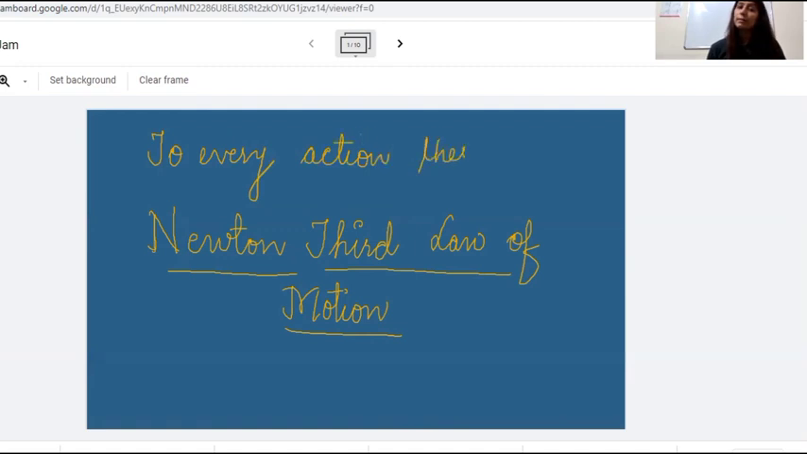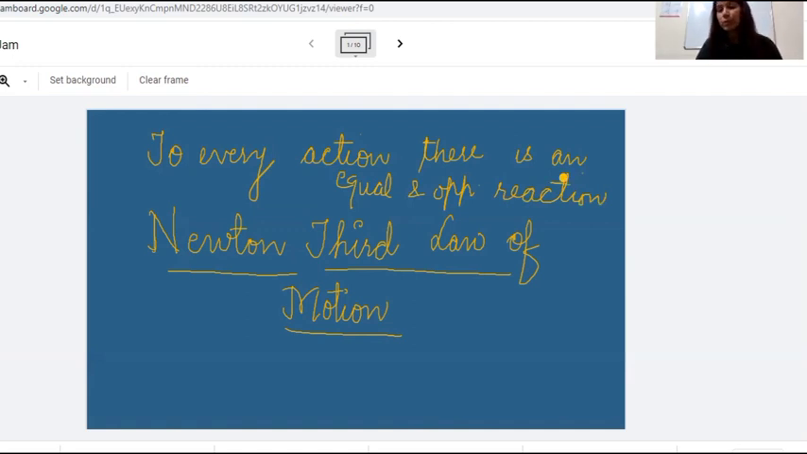There is an equal and opposite reaction. It means if any object is there and we apply force on that object, then that object will also apply the same kind of force which we are applying on that object. So to every action we have an equal and opposite reaction.